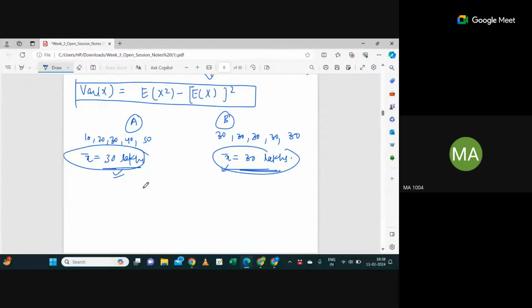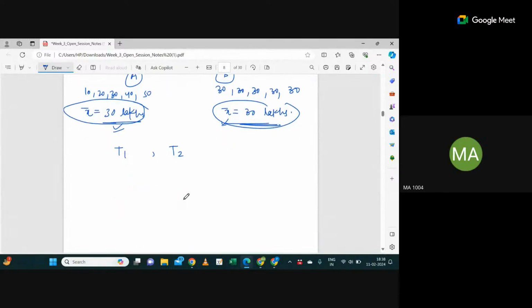Suppose you have two things. Suppose you have two colleges or two classes. Sir, I think we can think of a class average as the student marks. That will give a better picture. Correct. Suppose you have two classes. Let's make it class 1 and class 2.